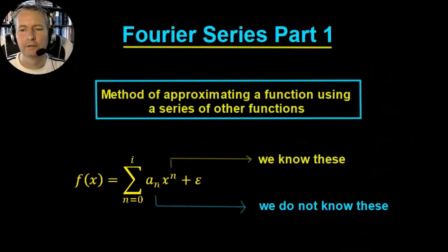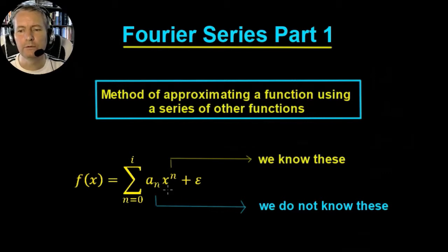Now we've seen this in the previous video when we looked at the Taylor series, so what we're going to do is just look at a little comparison with the Taylor series. So in the Taylor series we noted that we can approximate a function f of x by using a series of polynomial functions. So we said that f of x would equal the sum from n equals 0 to infinity of a n x to the n, and there would be an error which is your epsilon.